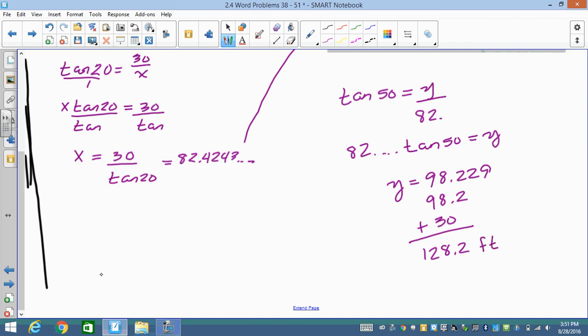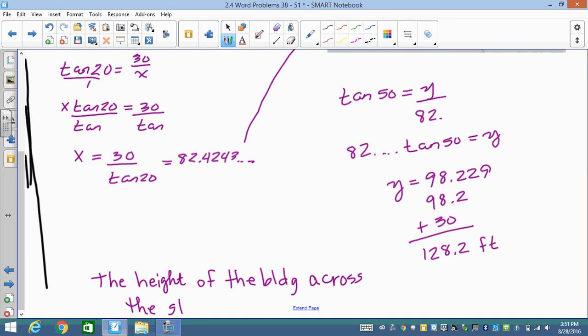And then we write it out. The height of the building across the street is 128.2 feet.